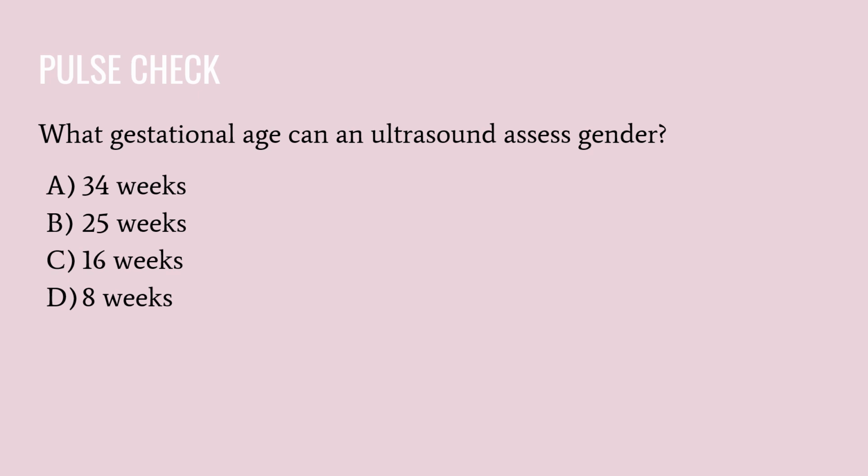Checkpoint. Although I did not discuss this in any of my previous slides, this is within your textbook and something you should know. What gestational age can an ultrasound assess gender? The answer here is C, 16 weeks. And just a heads up, a transvaginal ultrasound may be performed in the first trimester to confirm the pregnancy, but that cannot determine the gender. Only an ultrasound around 16 weeks can.